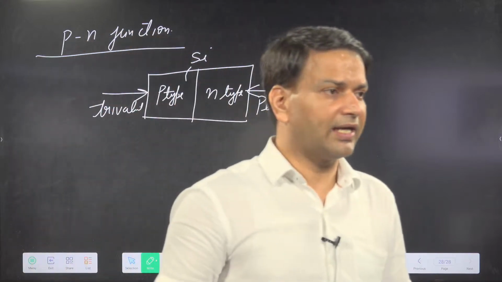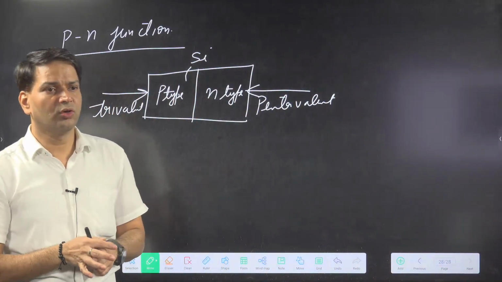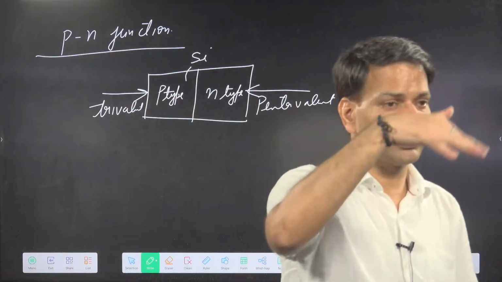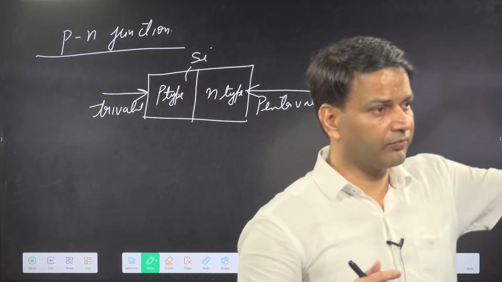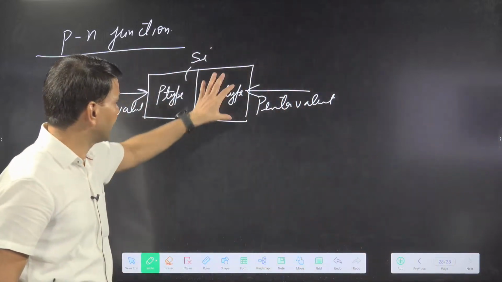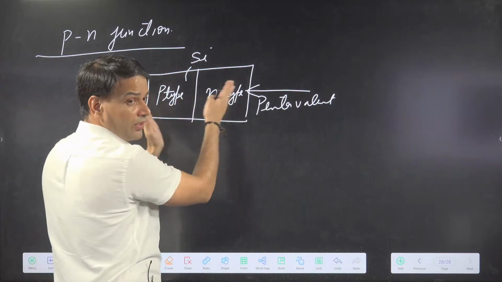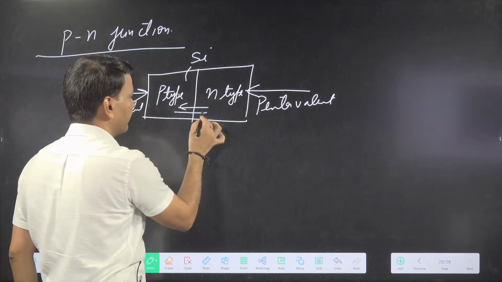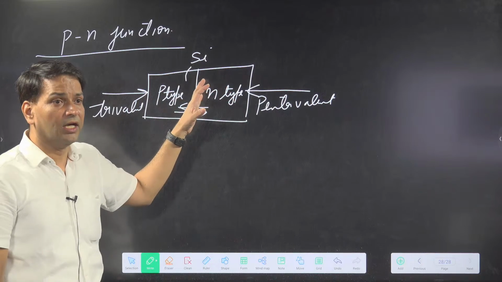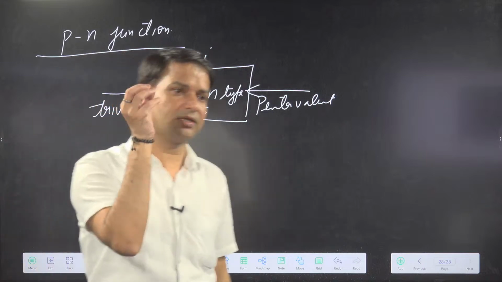When we are diffusing the pentavalent and trivalent atoms from different sides, due to the difference in concentration, where we put the pentavalent the majority is the electron, and where we put the trivalent the majority will be the hole. So here electron density is more, here hole density is more, so due to the concentration difference they will move in opposite directions, electrons this side and holes this side. When electrons go to the holes, they will fill the holes.